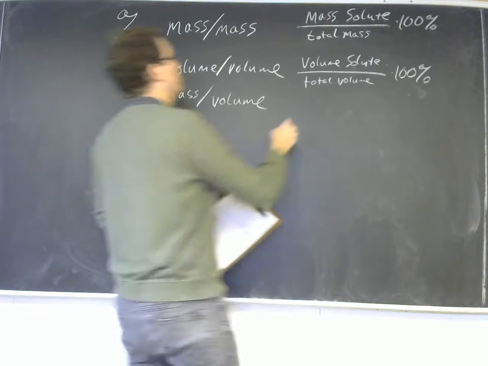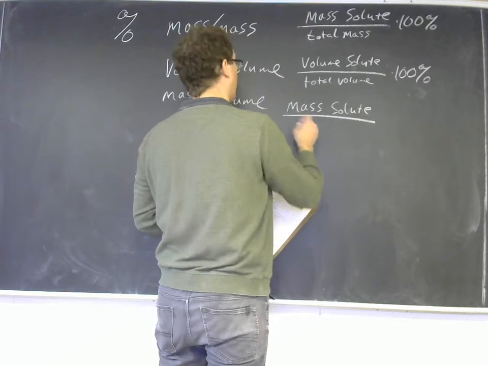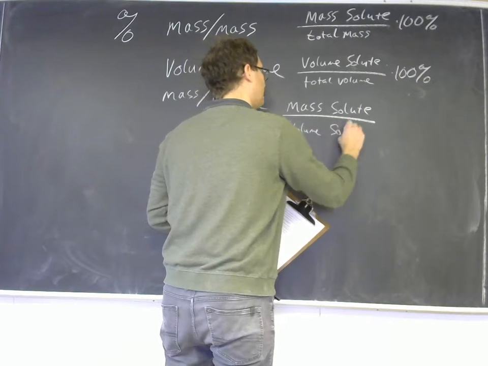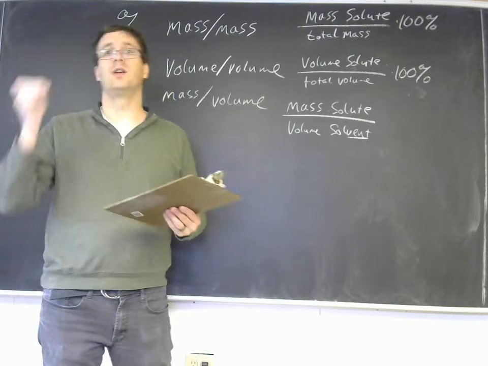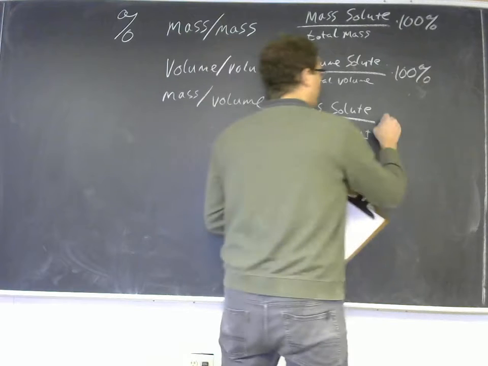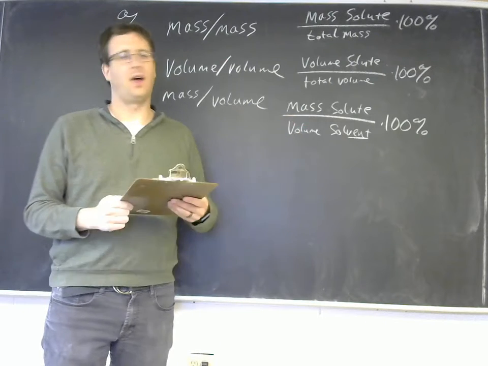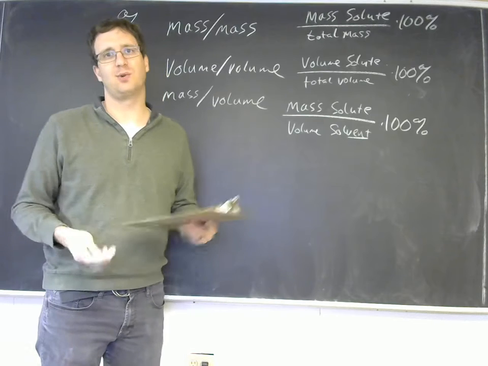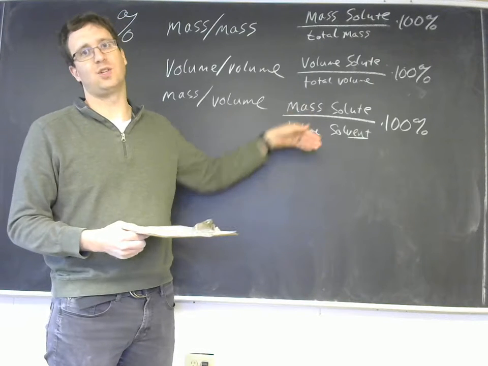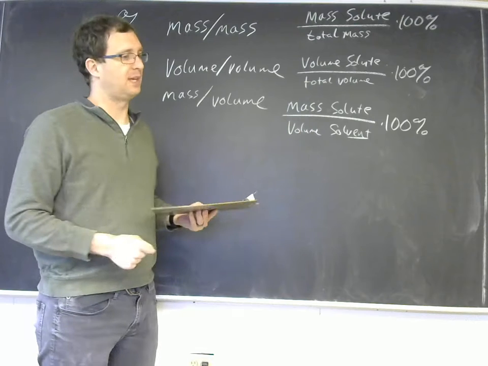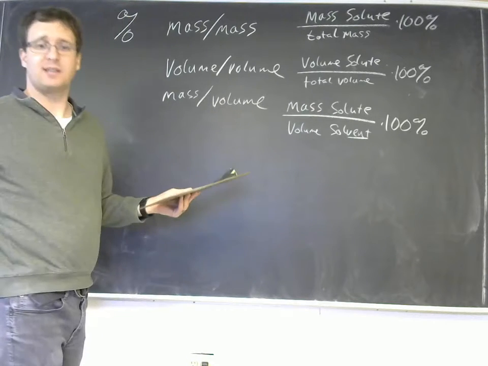And then mass over volume would be mass of solute divided by volume of solvent. That's different than the volume of solution, like in molarity, and times 100%. We'll see later on why this is important. The mass volume percent is most useful when you're looking at particular properties of solutions that depend on this ratio. It seems a little bit strange right now, but it's really important for what we'll later call colligative properties. So these are the percent units of concentration.